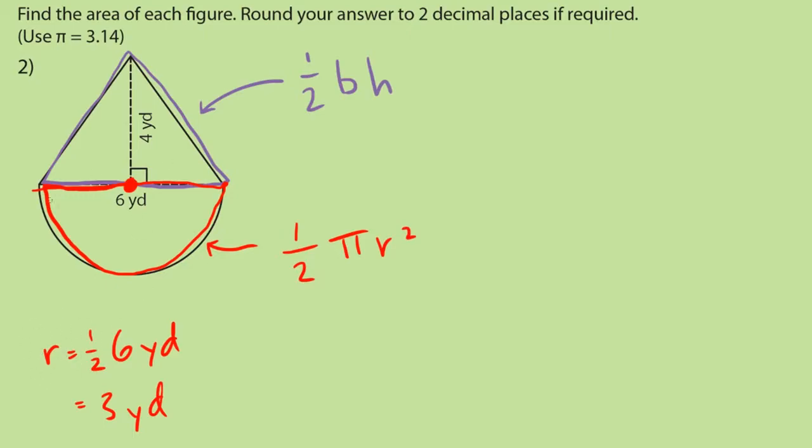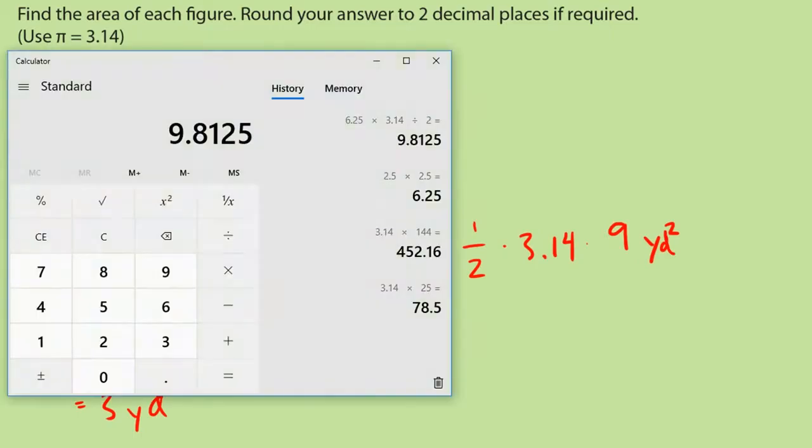So I need to first figure out what that radius is. Well, the radius is going to be the distance from the center of the circle to the edge. And I know from this edge to this edge, it's 6. So the radius is going to be 1/2 of 6, and 1/2 of 6 is equal to 3, right? The radius is just half of 6, because 6 is the diameter. It should also include the units that we're using, which are yards.